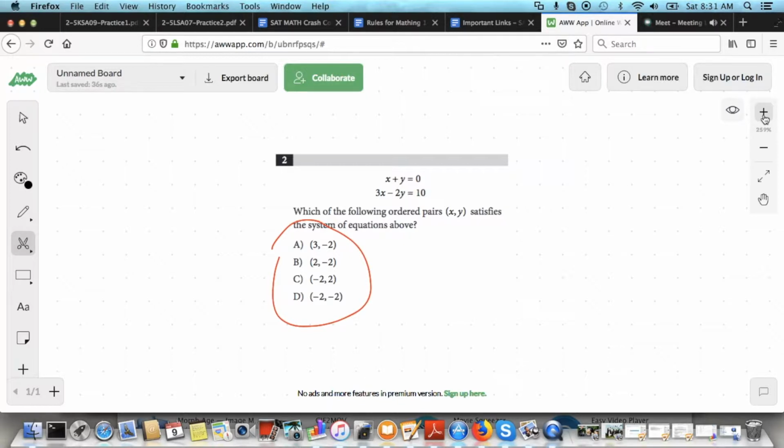If anybody has questions about it, shoot me an email, and I can explain how. But again, you're just plugging in the x and y. 3 would be the x value, negative 2 would be the y value. Plug them into the equation, see which gives you a true statement. A doesn't work, it's not the right answer. Plug in the values for B, and if it works, that's the right answer. Real simple. All right, I'm going to clear that one, and we'll move along.